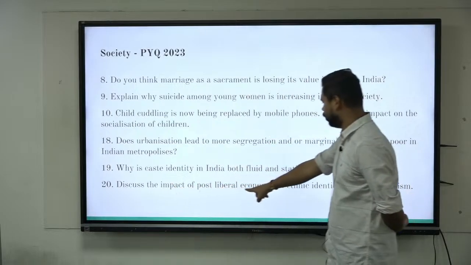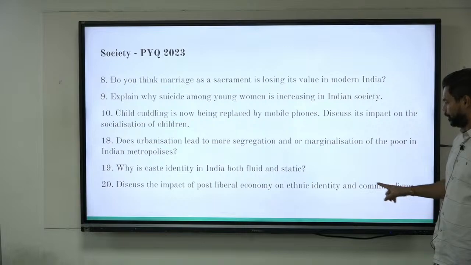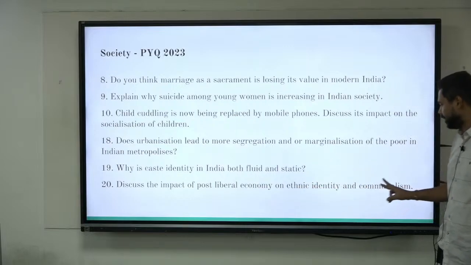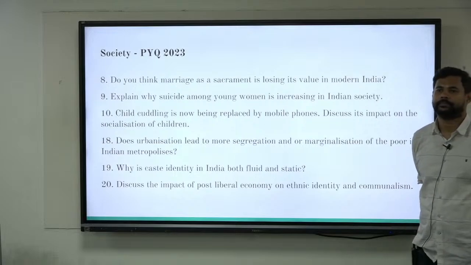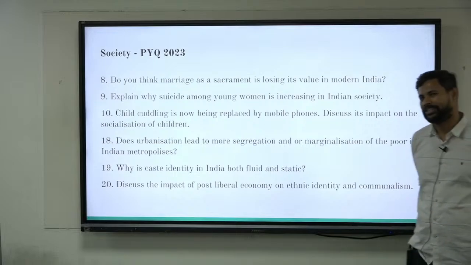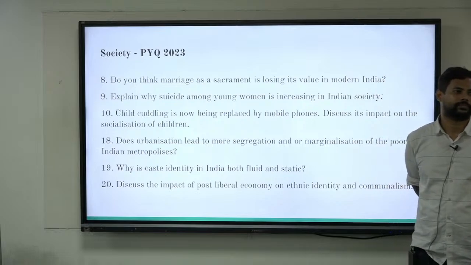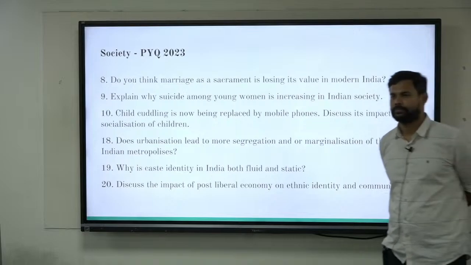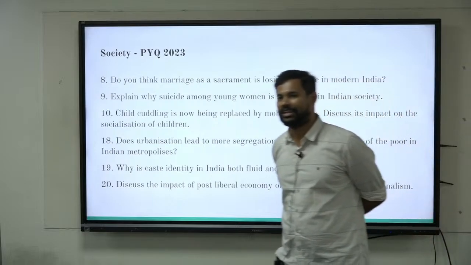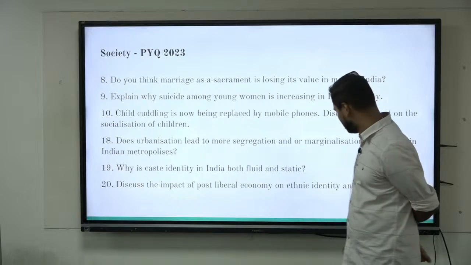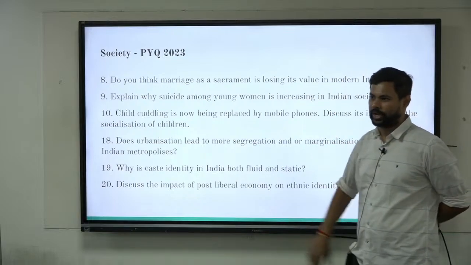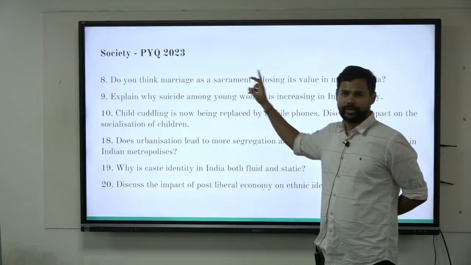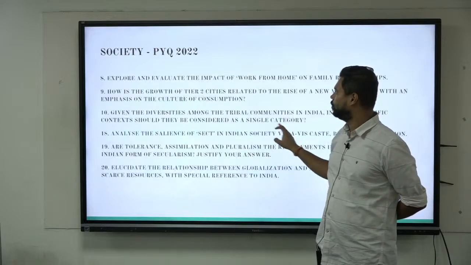Discuss the impact of the post-liberal economy on ethnic identity and communalism. Where will it come? Globalization? Yes, right. Globalization. Communalism is also a topic there. But since they are asking both ethnic identity and communalism, it is okay. You can add it in globalization, not an issue. Okay. 2023 is done. Let's go to 2022.